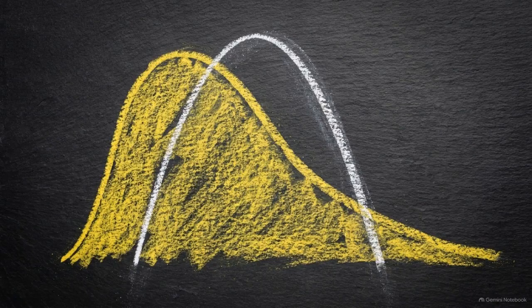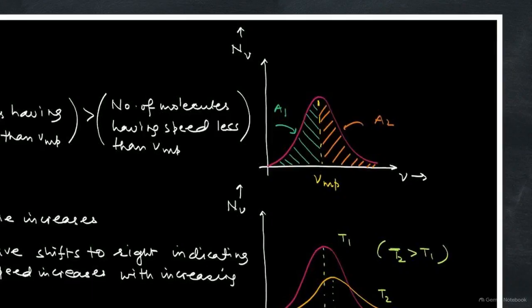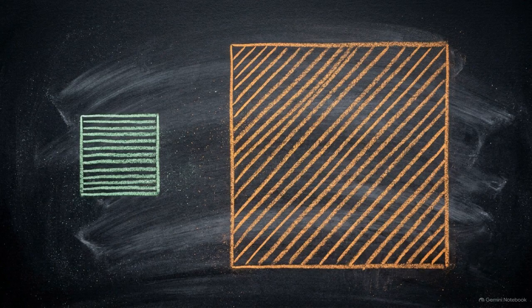Analyzing the geometry of this curve reveals an asymmetrical profile rather than a standard parabola. A long tail extends right. Speeds stretch toward infinity, but cannot drop below 0. The most probable speed line splits the graph. Area 1 represents molecules moving slower than this speed, and Area 2 represents those moving faster. The area of A2 is strictly greater than the area of A1.